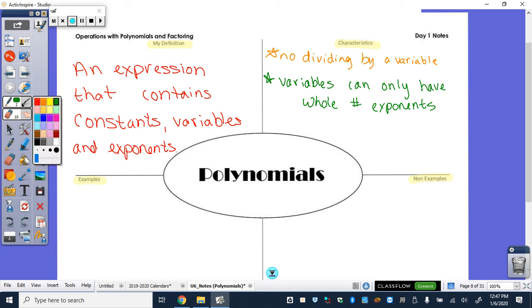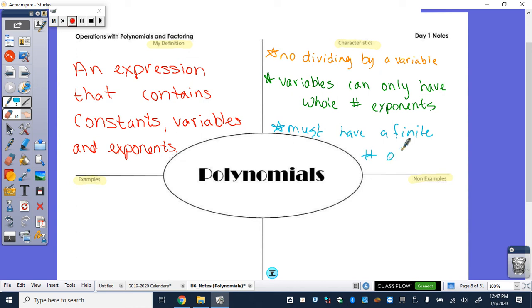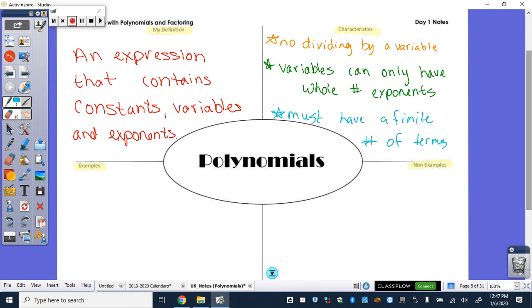And then the last thing about our polynomials, they must have a finite number of terms. Finite means that it ends. Infinite means it would go on forever. Finite means there's a certain number of terms and it ends.